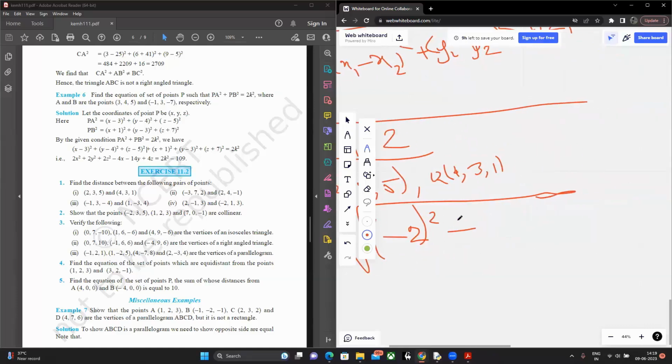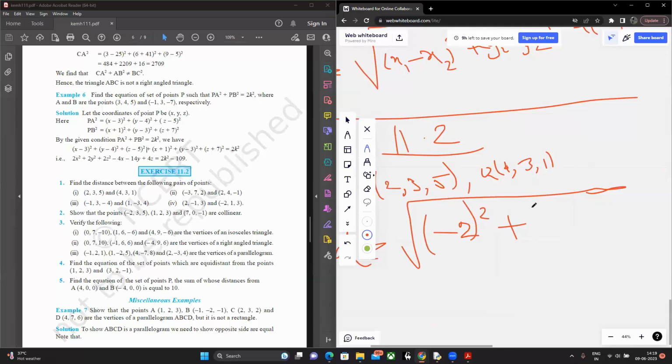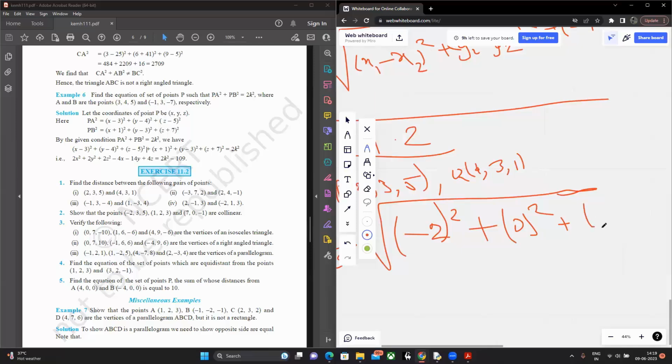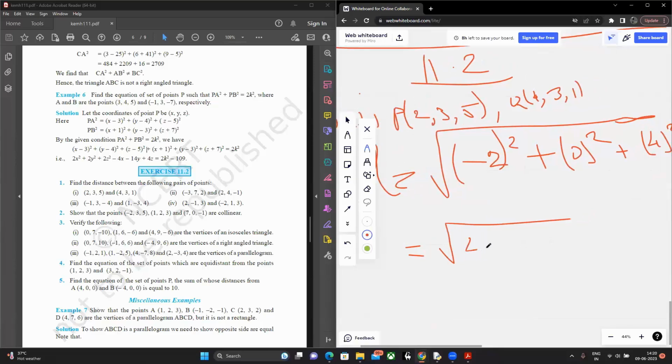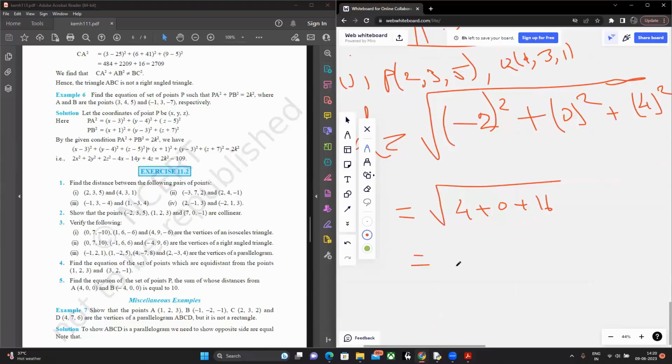So your distance d is going to be 2 minus 4, that is minus 2, the whole square, plus 3 minus 3 the whole square, that is 0 square, plus 5 minus 1 the whole square, that is plus 4 the whole square. Which is basically square root of 4 plus 0 plus 16. Which is 2 root 5, I'm sorry. This is basically 2 root 5 units.